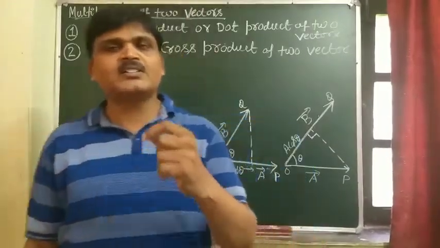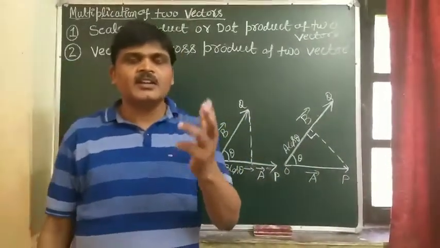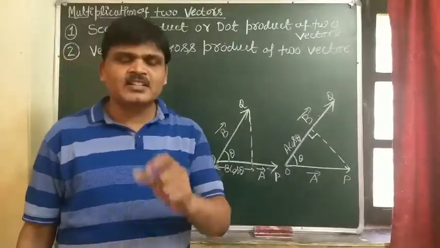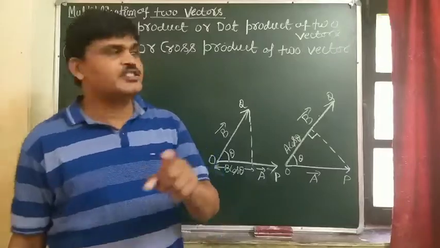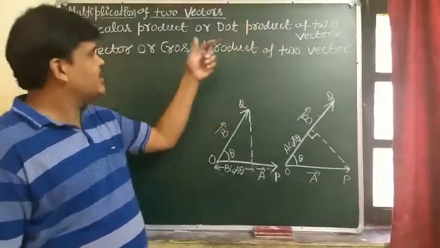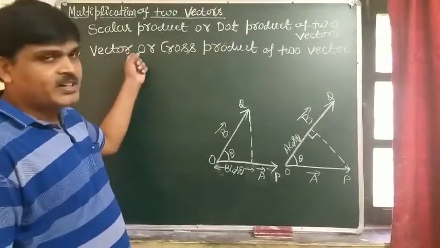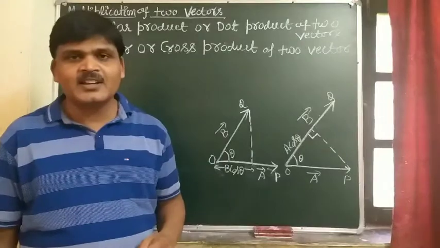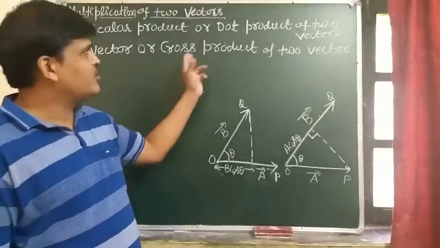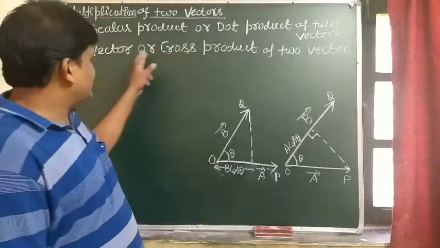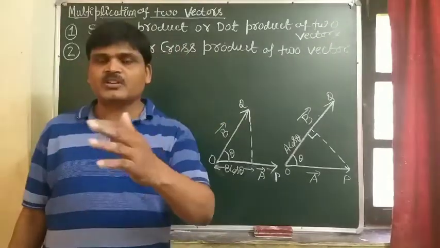If one vector is multiplied by another and it produces a scalar, then such a product is known as scalar product or dot product. And if the multiplication of two vectors produces a new vector, then the multiplication is said to be vector product or cross product of two vectors.